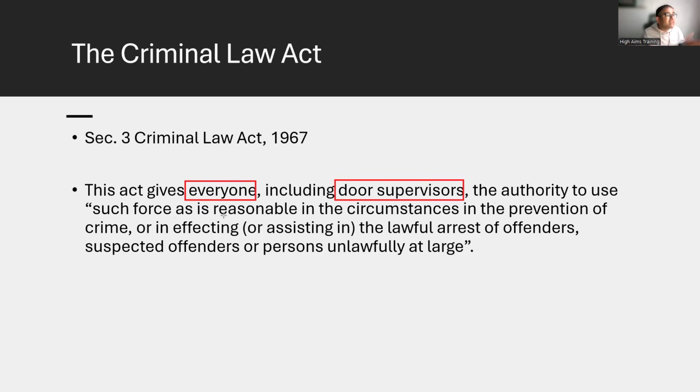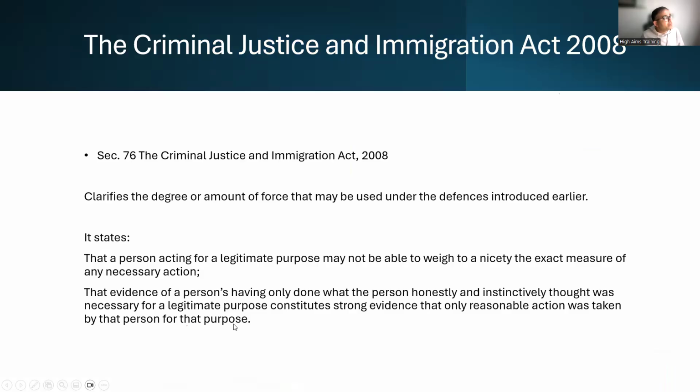So this Act gives the legal powers to anyone, not just the door supervisors, to use reasonable force to arrest the offenders or suspected offenders or persons unlawfully at large. Okay, that's that. And then we have the Criminal Justice and Immigration Act 2008.